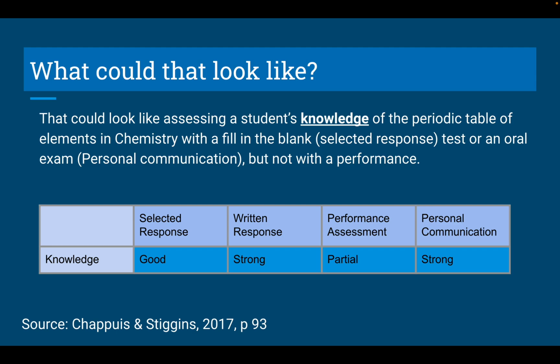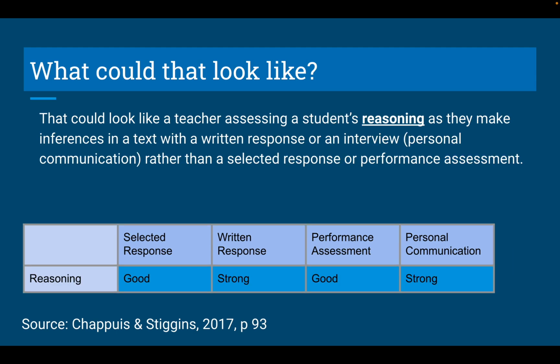So what could that look like? That could look like assessing a student's knowledge of the periodic table of elements in chemistry with a fill in the blank, which is a selected response test, or an oral exam, personal communication. But a performance is not going to be the most effective way to assess that. Another example could be a teacher assessing a student's reasoning as they make inferences in a text with a written response or an interview, which would be personal communication, rather than a selected response or performance assessment.